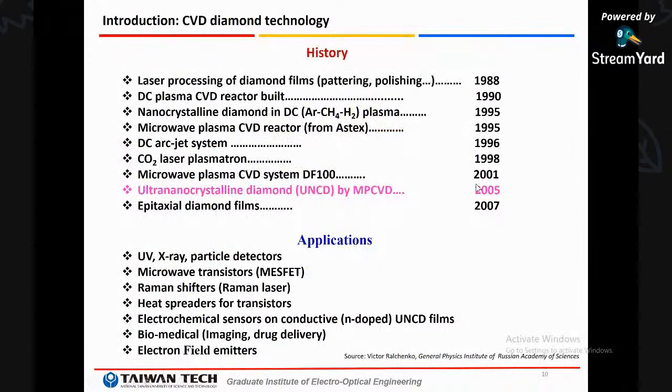So the history of diamond, as I mentioned, has been tried for a long time. But here, as you can see, from 1995 they started to fabricate nanocrystalline diamond using argon, methane and hydrogen plasma inside a vacuum chamber, and they give some microplasma power, and they can get thin films like nanocrystalline. So the research was going on in Japan and the United States, lots of effort, and finally in 2005 they found ultrananocrystalline diamond, which is the one I am going to present today.